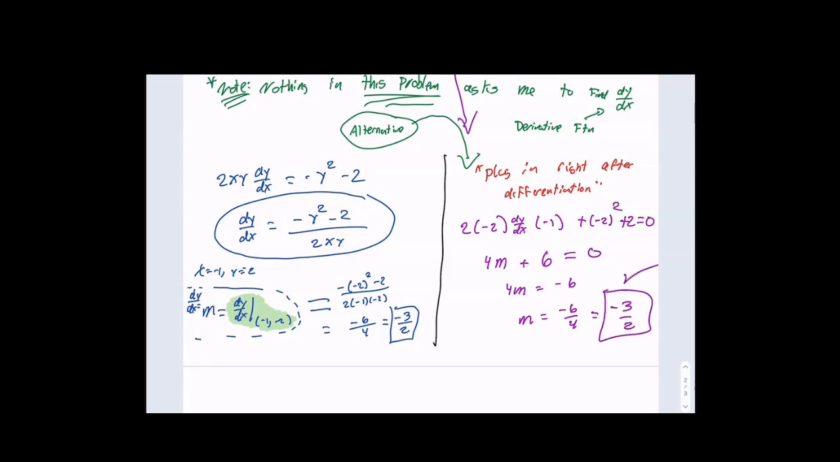If all I am finding is the slope and the problem does not state find dy dx, then I'm going to go there. Now, typically on the AP exam, they're going to ask you to find dy dx as one of the parts. So one of the questions will be to find dy dx, or might even say show that, and they'll tell you what dy dx is.